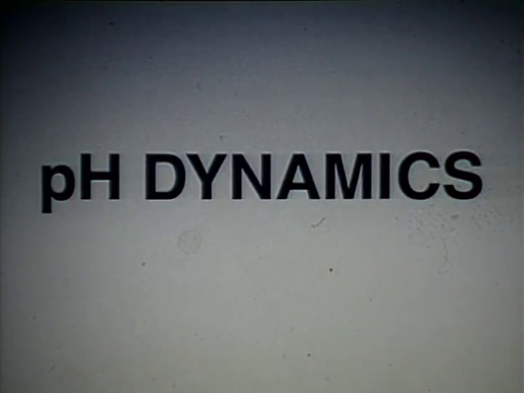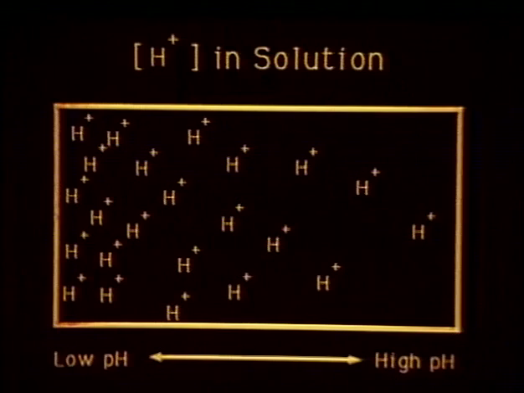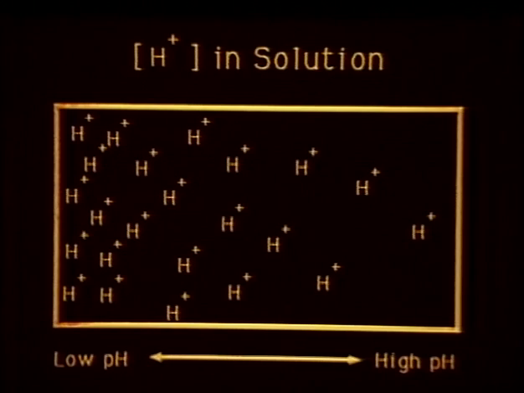pH is a measure of the hydrogen ion concentration and indicates if the water is acid or basic. Since pH represents a negative log of the hydrogen ion concentration, the lower the pH, the greater the number of hydrogen ions. The higher the pH, the lower the number of hydrogen ions. In other words, as hydrogen ion concentration of the water increases, the pH decreases, indicating increased acidity.